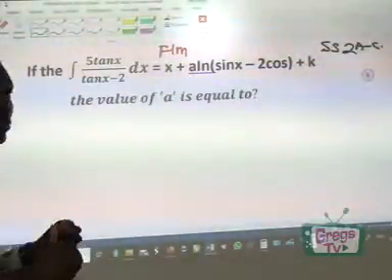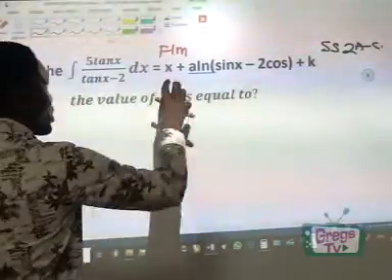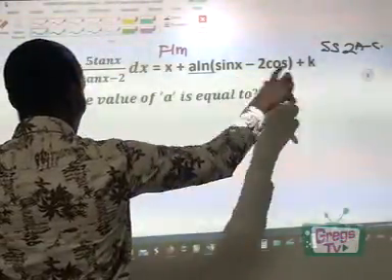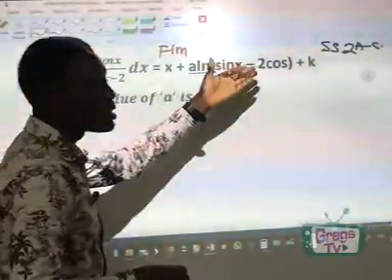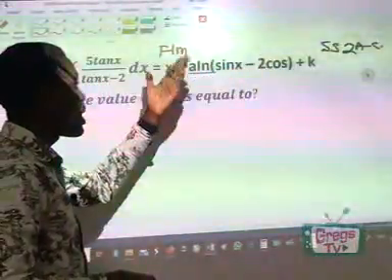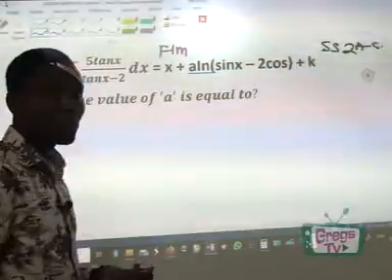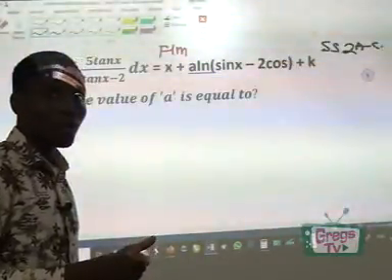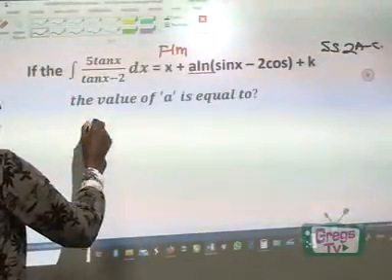There is a general concept in calculus that whenever you are given an integration and you are given the answer to this integration, and there is a constant or any known value that you have to find, the best way of approaching it is to differentiate. So here I'm going to differentiate both sides. Let's see how this works.